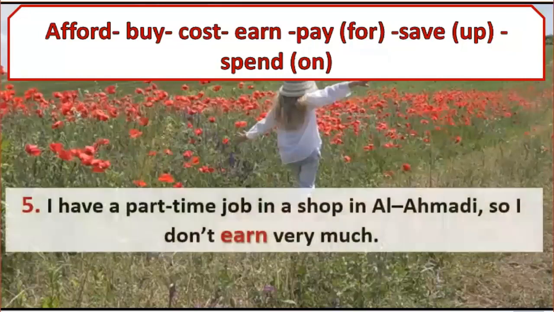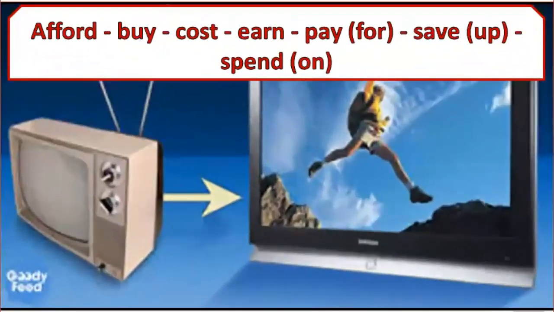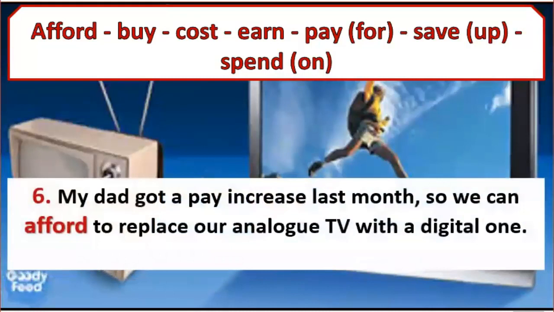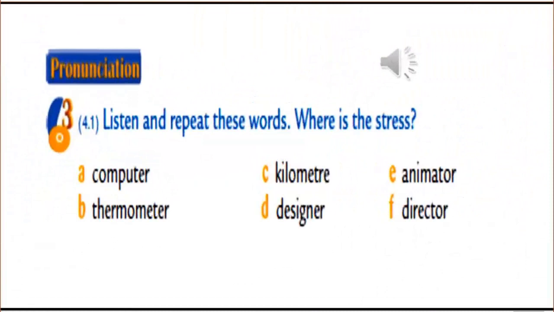Number 5 is, I have a part-time job in a shop in Ahmadi, so I don't earn very much. Number 6 says, my dad got a pay increase last month, so we can afford to replace our analog TV with a digital one. We can afford it means we can buy something. We can pay for something.